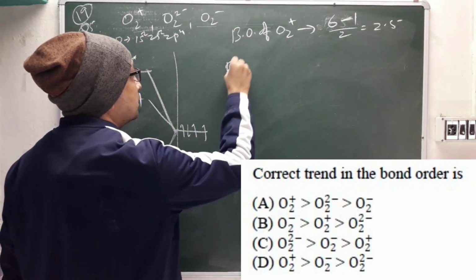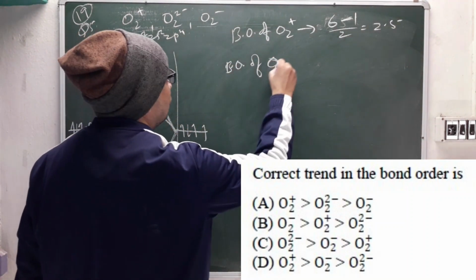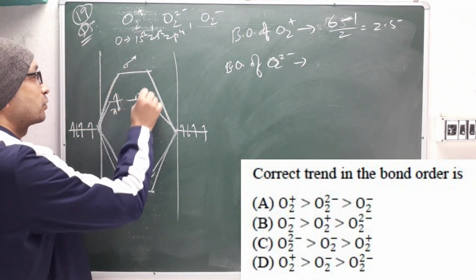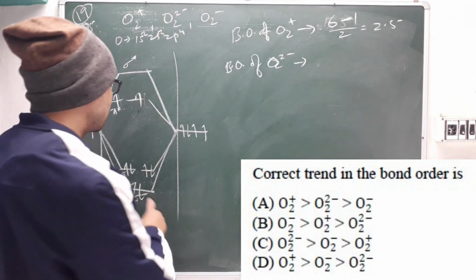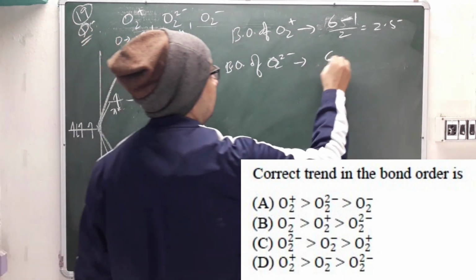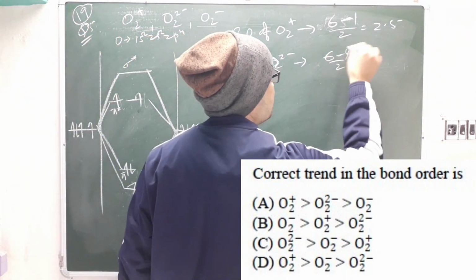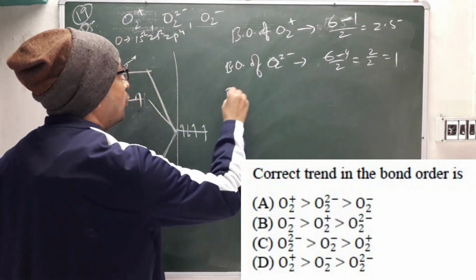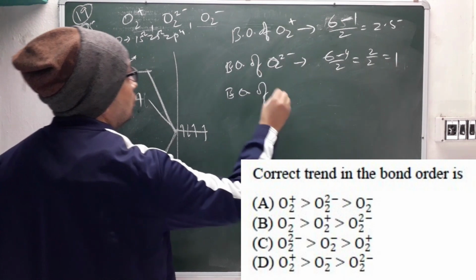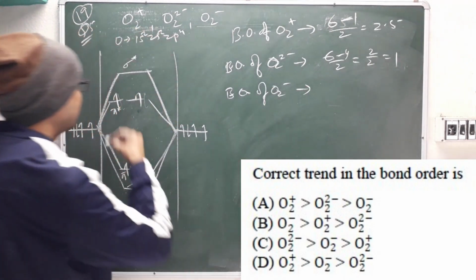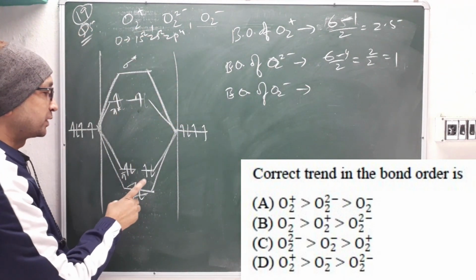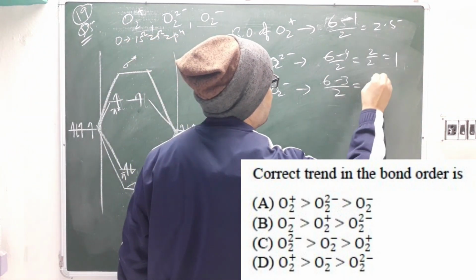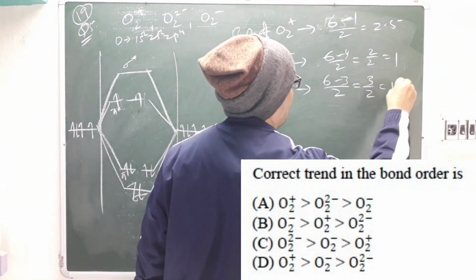Now bond order of O2 2 minus, because 2 minus means 2 electrons we are adding. 1 electron, 2 electrons we are adding, right? So it will be 6 minus 4, 2 by 2, it will be 1. And what about the bond order of O2 minus? O2 minus means only 1 electron we are adding. So 6 minus 3, divided by 2, it will be 3 by 2, 1.5.